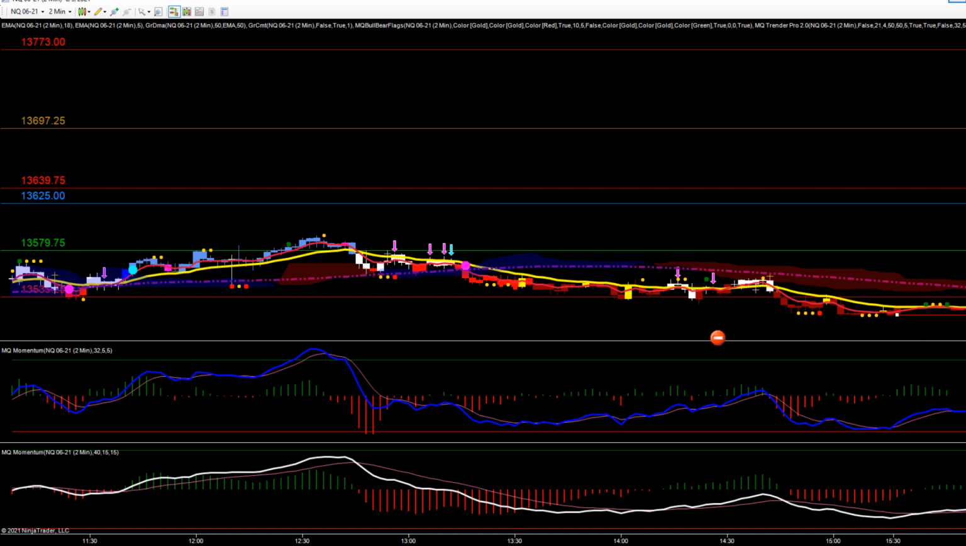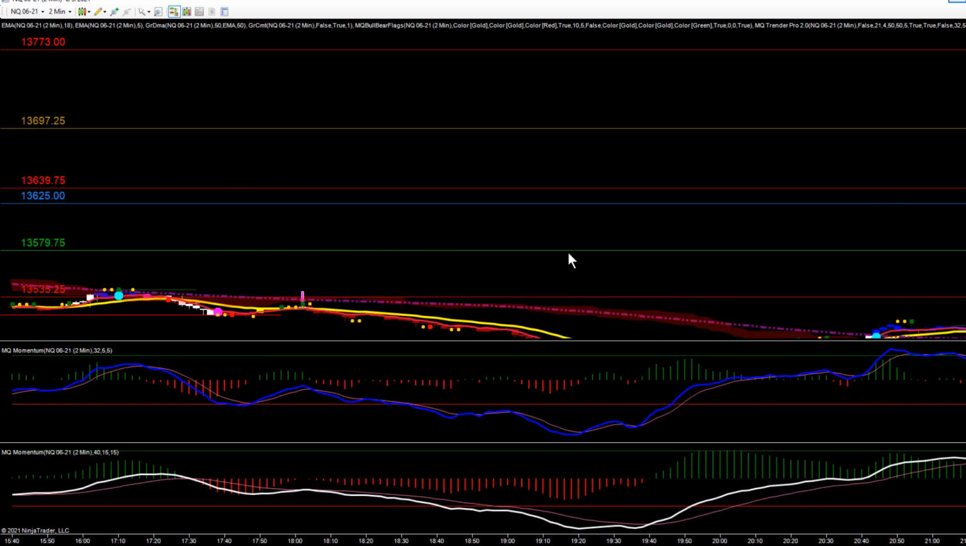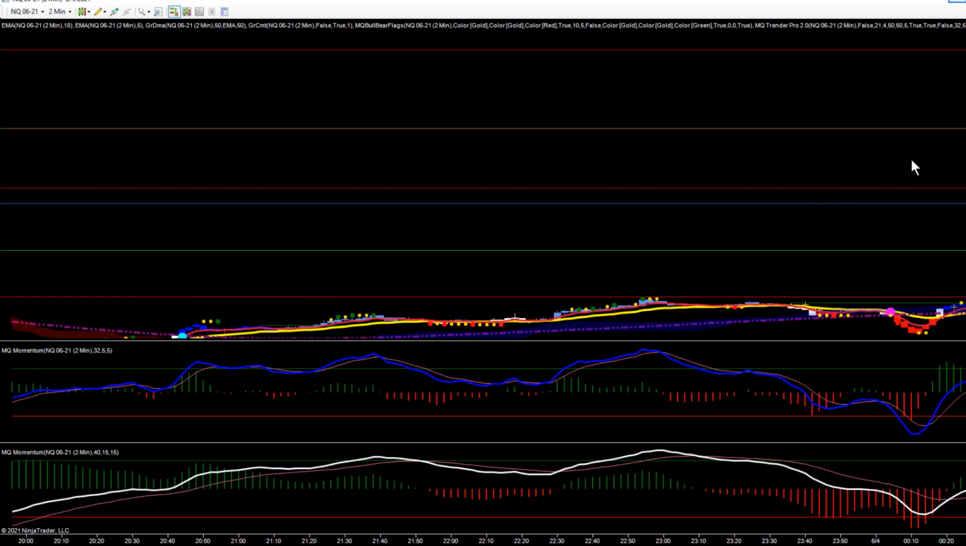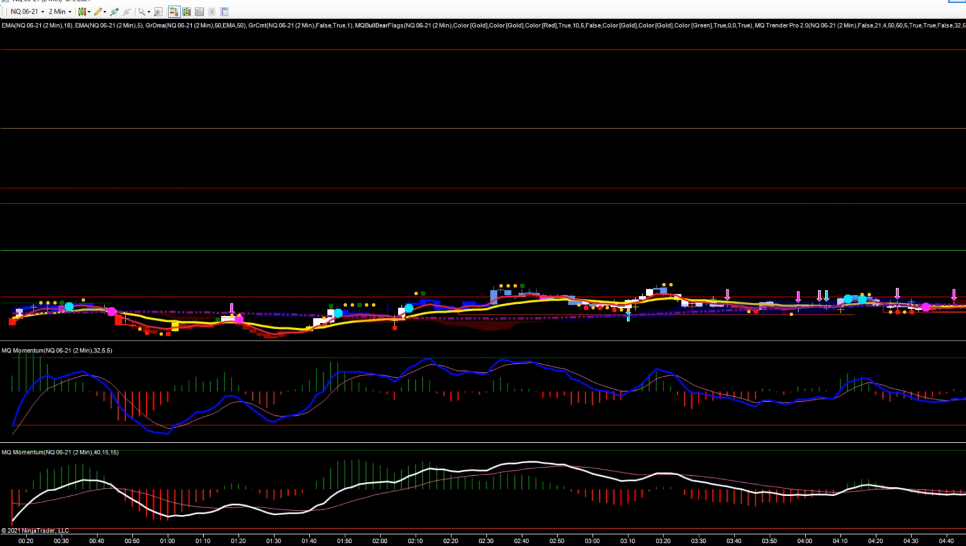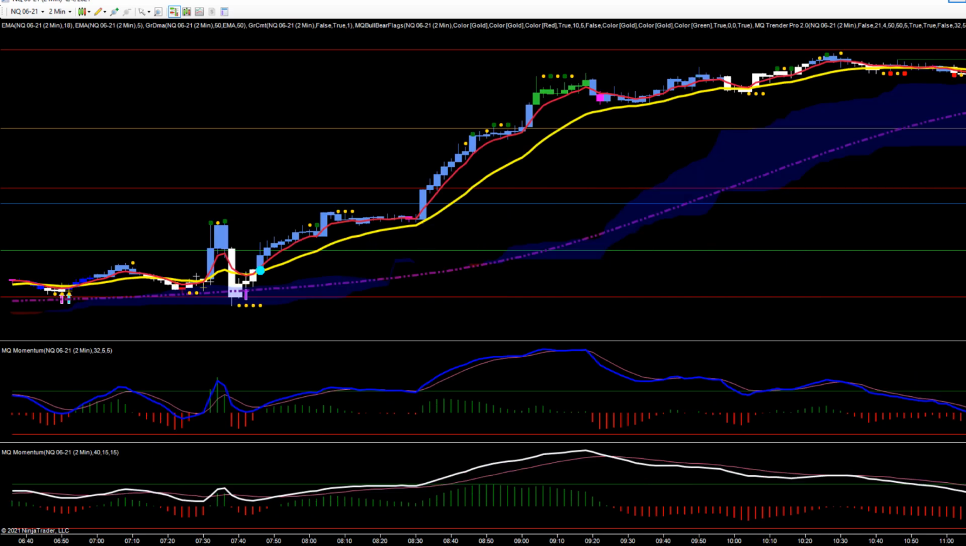And of course, we like to be in confluence with our higher time frame charts, and use a 30-minute chart like today for guidance and take advantage of the short-term periods of expansion and compression.